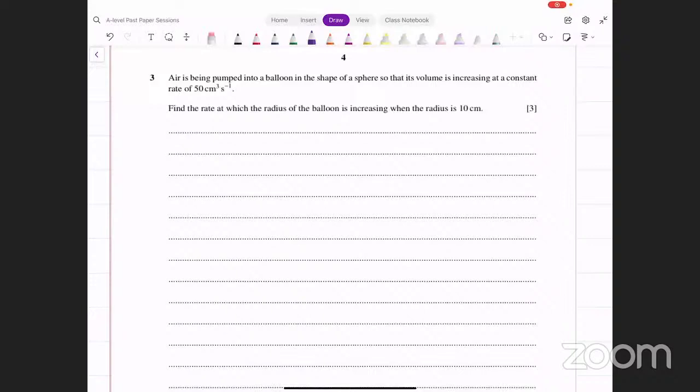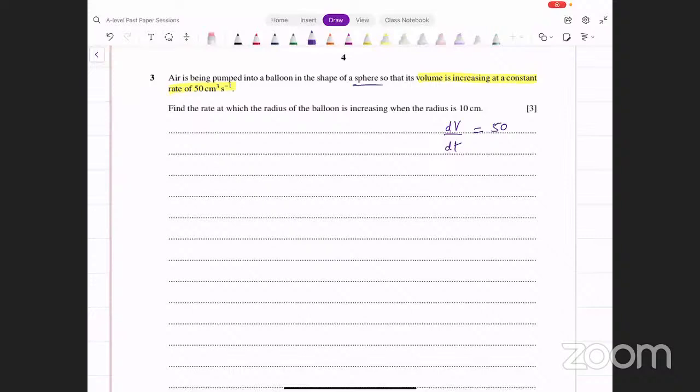So what are we given? Volume is increasing at a constant rate of 50 centimeter cube per second. That's the rate of increase of volume. How do we write that? We say this is dV over dt, rate of increase of volume. That is given to be 50. Okay, rate of increase of volume is 50, and it's a sphere. Okay, sphere की shape है.